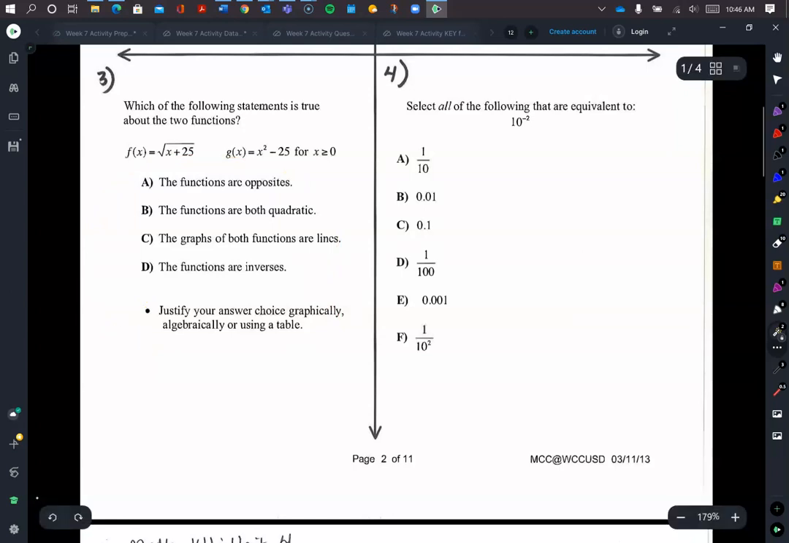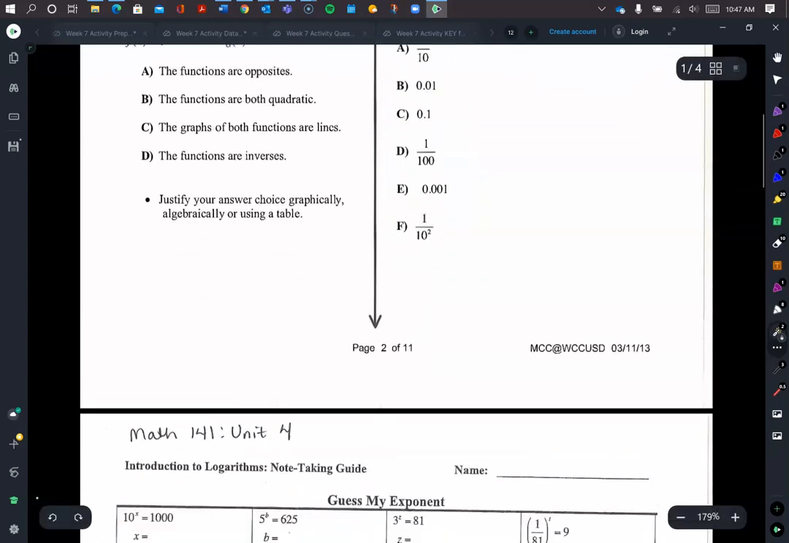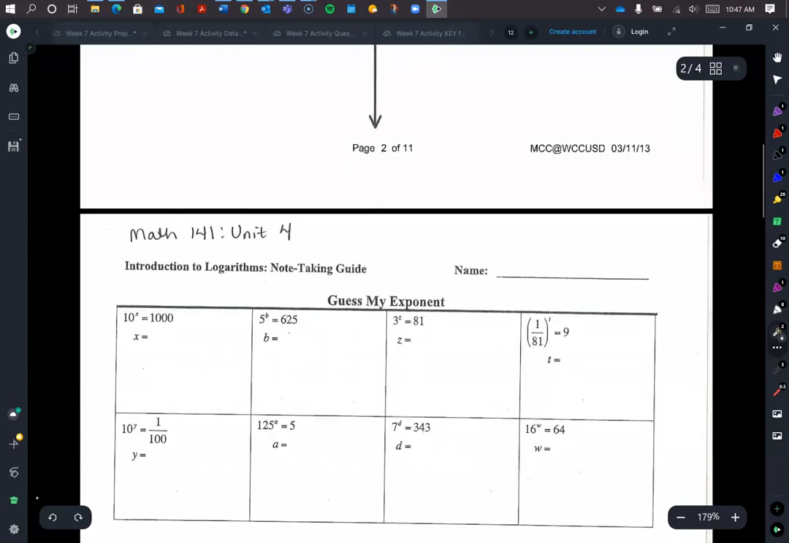Number 4, select all of the following that are equivalent to 10 to the negative 2. I think that is probably pretty familiar to you at this point, so I'm not going to go through that, but there'll be 3 of them there for you. Little hint.